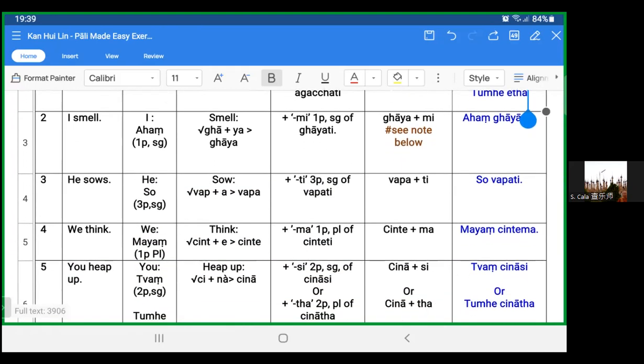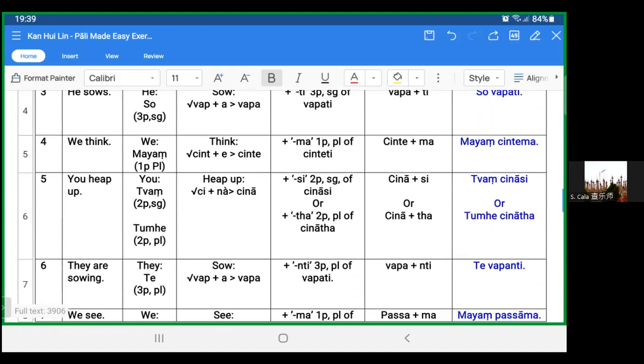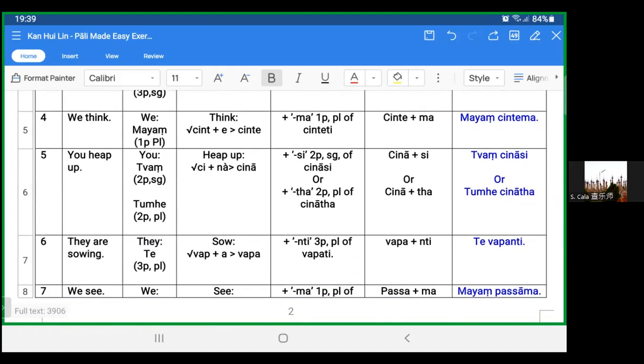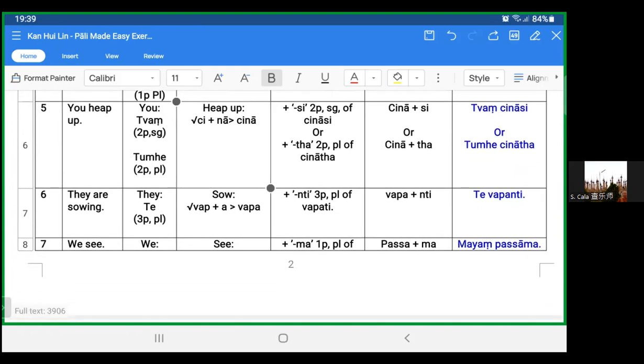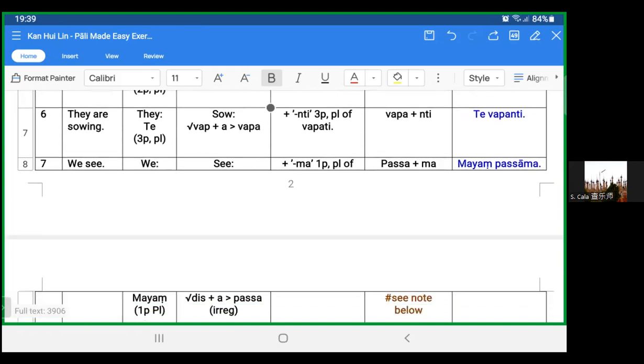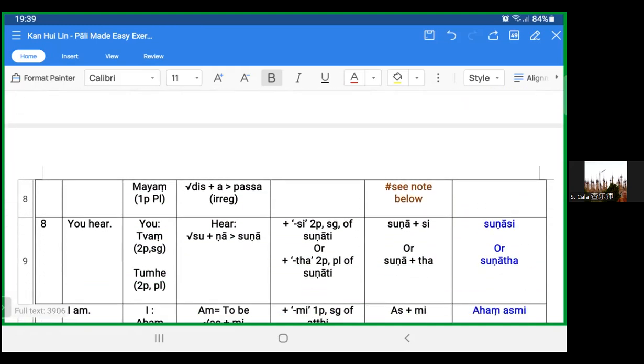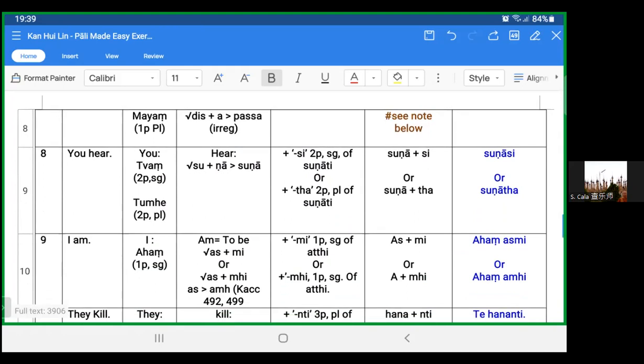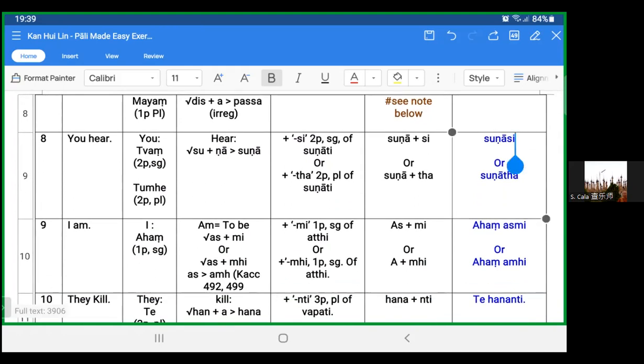So we think you hear. Right. So this one, okay. They saw papa. We see. All right. You hear, suna. Right. Sunasi. Yeah, correct. Either you can put it as singular or plural, sunasi singular, or sunata plural.